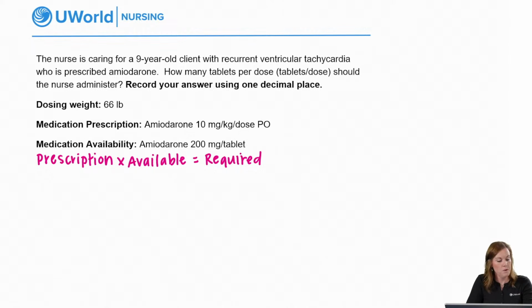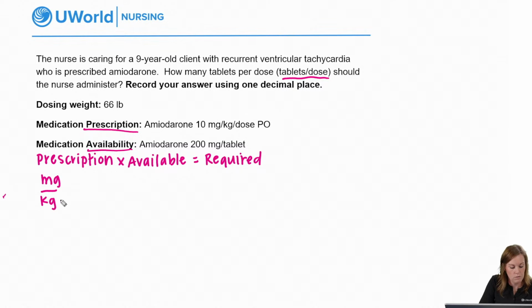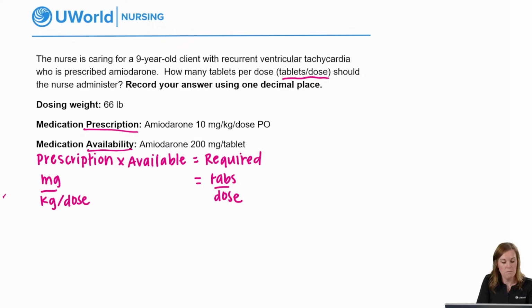Okay, so what we have is our prescription here. And then what we have available, like how the medication is prepared, so how we can access it, is here. And then what's required is up here. We're looking for tablets per dose. We know our prescription is available in milligrams per kilogram per dose. What we are looking for is tablets per dose. And how it's available is milligrams per tablet. So again, we have dose matching up, but we don't have tablet yet.